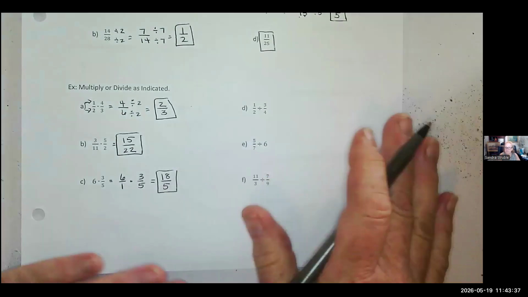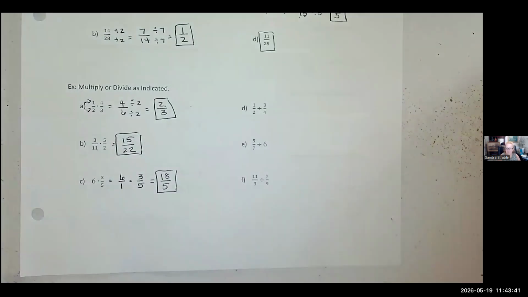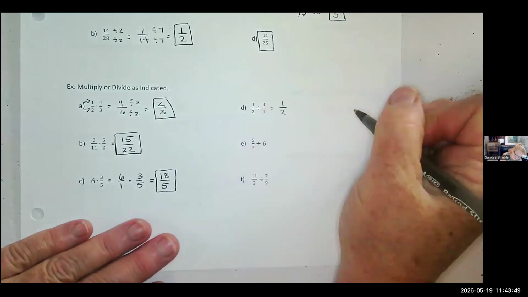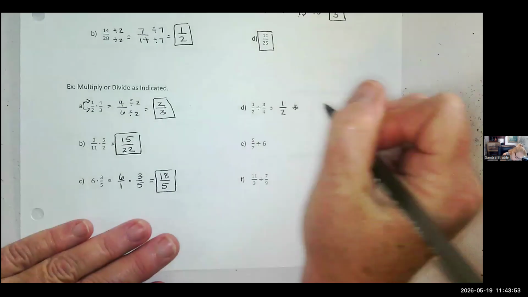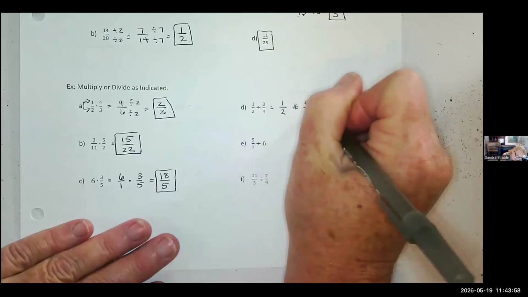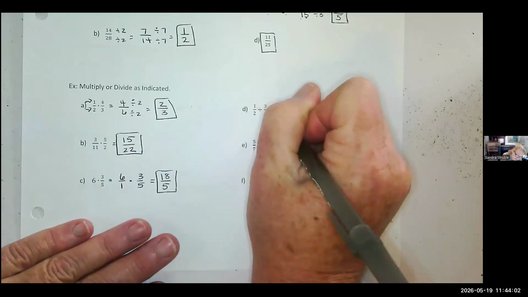Pause the video and attempt the first division one. Keep, switch, flip. Keep the first fraction the same. Switch from division to multiplication. And then flip or take the reciprocal for 3/4 and make it 4/3. Remember, when you multiply now, we're multiplying straight across. 1 times 4 is 4. 2 times 3 is 6.